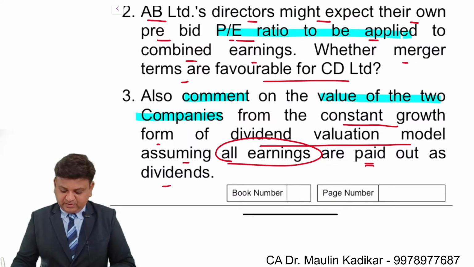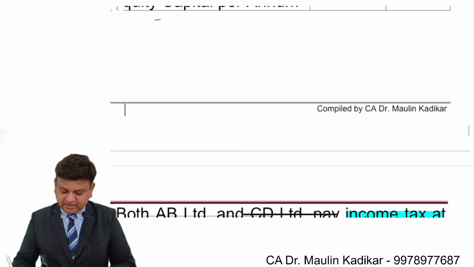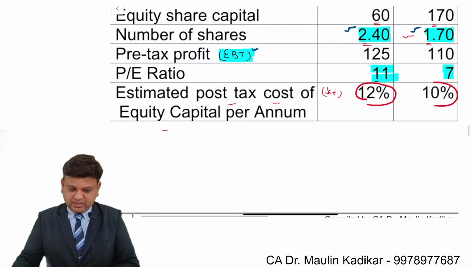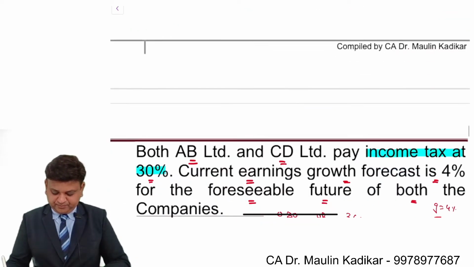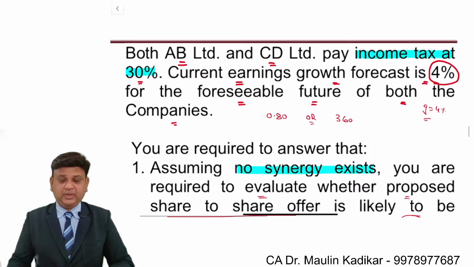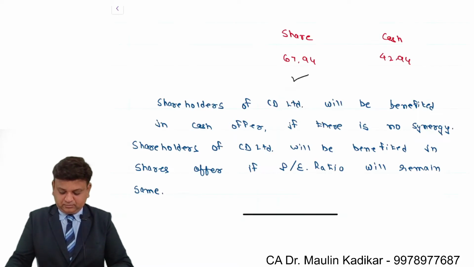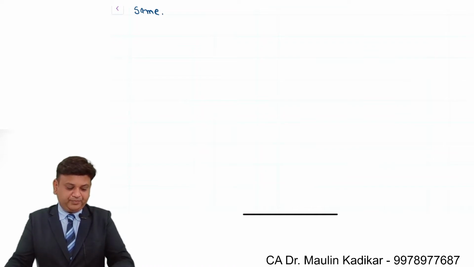Dear students, we have been provided with the information that there is cost of capital of 12% and 10%, and further we have been provided with the information about the growth rate. You can see that the growth rate is 4%. So over here we understand something like this. Everybody is requested to pay attention. The question says that you are required to comment on value of the companies.